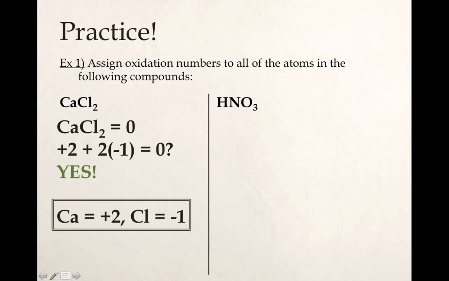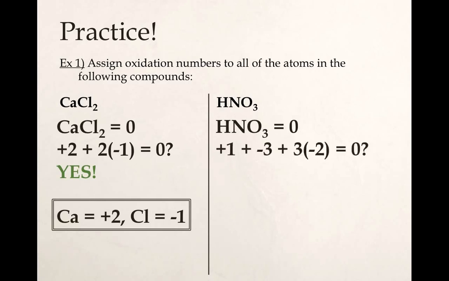So let's do the same thing that we did. First, we're going to recognize that the total needs to equal 0. The sum must be 0. Now let's plug in what we normally think that each of those elements will make. Okay, hydrogen makes a +1. Nitrogen is -3. Oxygen is -2, but there's 3 of them.